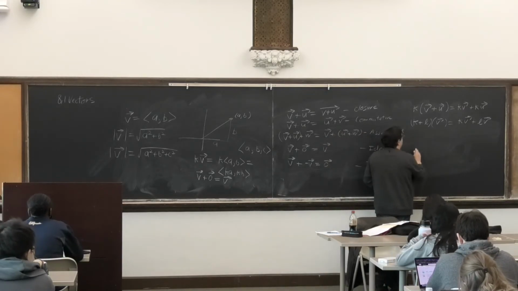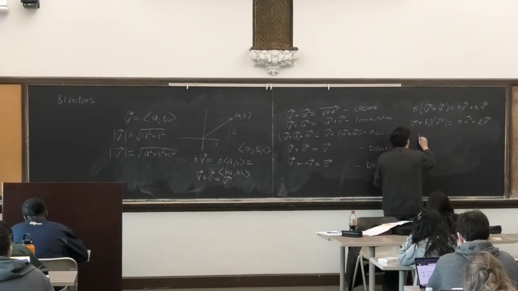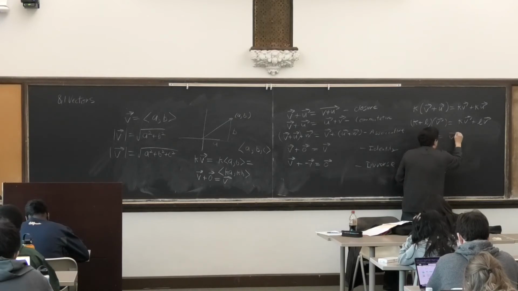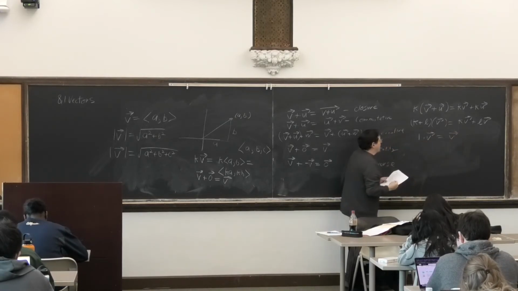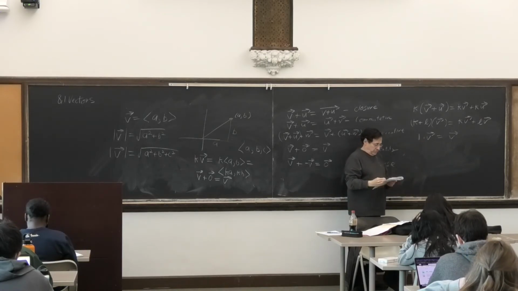When multiplying by scalars, there's an identity. Again, this is an identity property. We have an identity for multiplying by scalars.